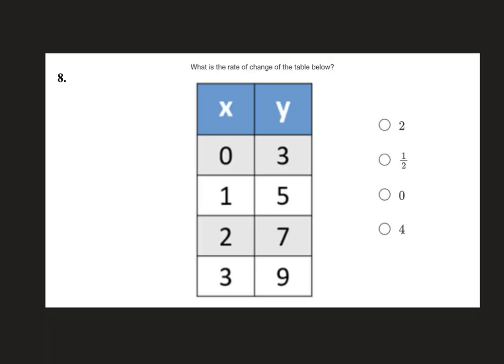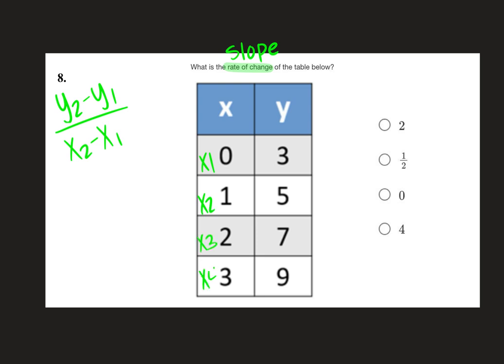What is the rate of change of the table below? Rate of change is slope. You should have done y2 minus y1 over x2 minus x1. If you label your points, you will now just simply plug in y2, y1, x2, x1. Calculate your answer, choose your answer.